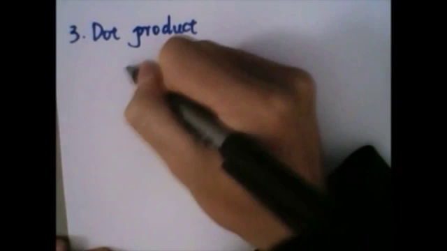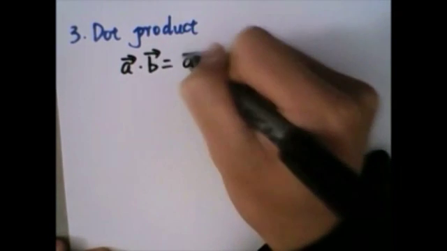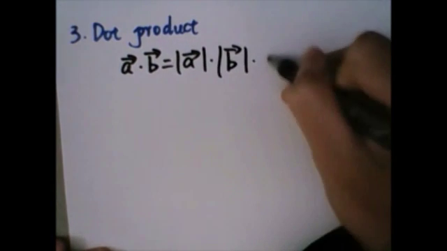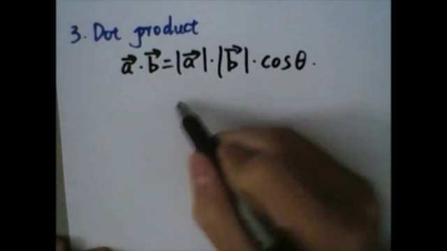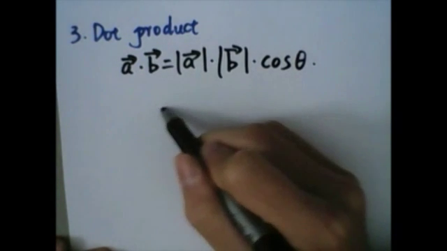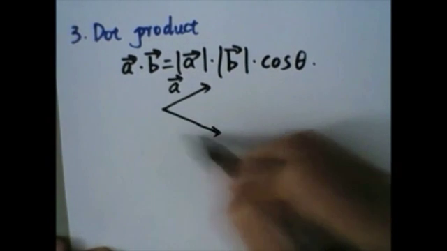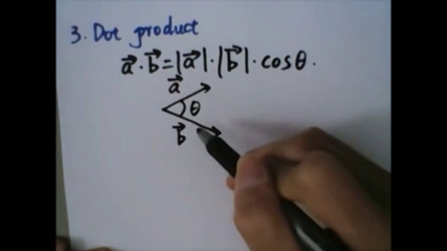Now let's have a look at the dot product. The dot product of A and B is defined to be the length of A multiplied by the length of B multiplied by the cosine of the angle between A and B. So for example, this is vector A and this is vector B. This is the angle theta between A and B.